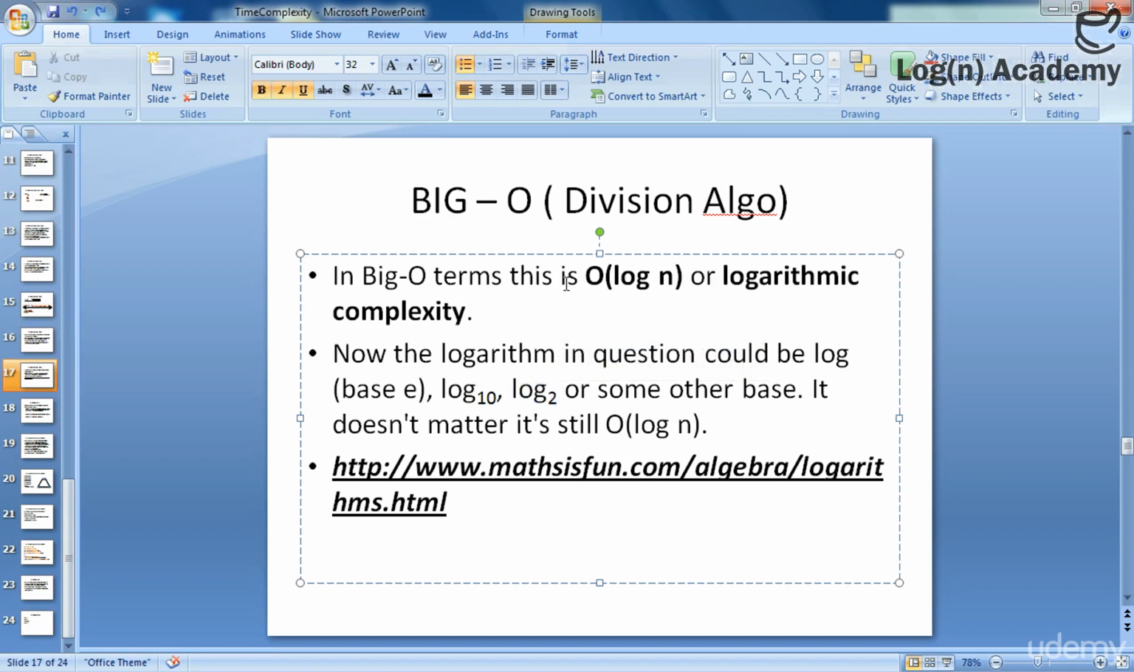To know more about logarithms, if you are not familiar or need to refresh your understanding, because you must have learned about logarithms in your school life, you can use this link, mathisfun.com/algebra/logarithms.html, or view Khan Academy's video, which is very helpful. So the complexity of this method, or this problem, is logarithmic.